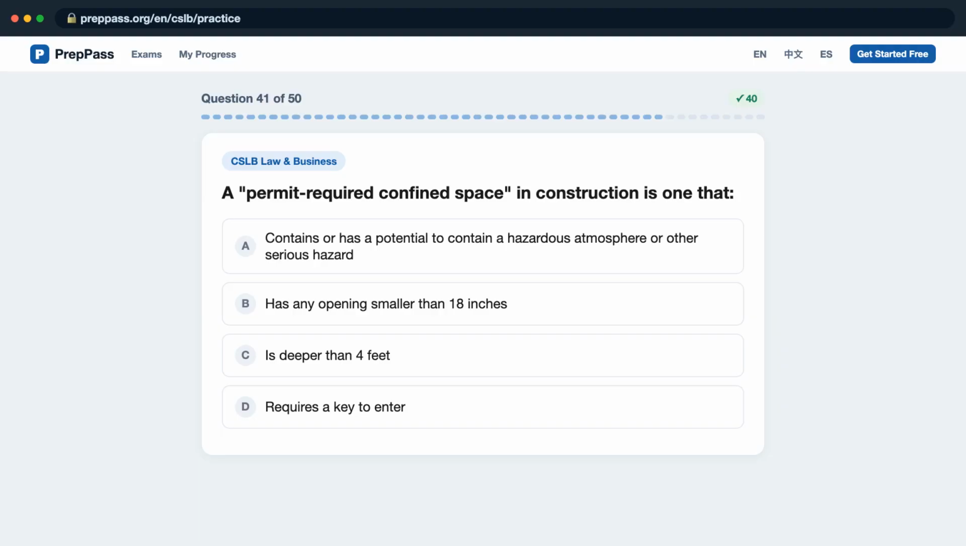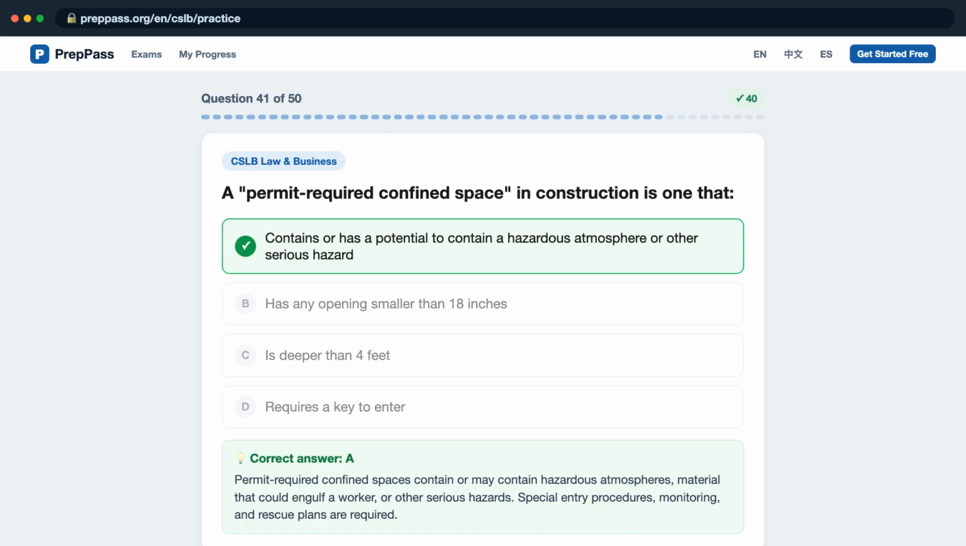Question 41. A permit-required confined space in construction is one that, is it A, contains or has a potential to contain a hazardous atmosphere or other serious hazard? B, has any opening smaller than 18 inches? C, is deeper than 4 feet? D, requires a key to enter? The correct answer is A. Permit-required confined spaces contain or may contain hazardous atmospheres, material that could engulf a worker, or other serious hazards. Special entry procedures, monitoring, and rescue plans are required.